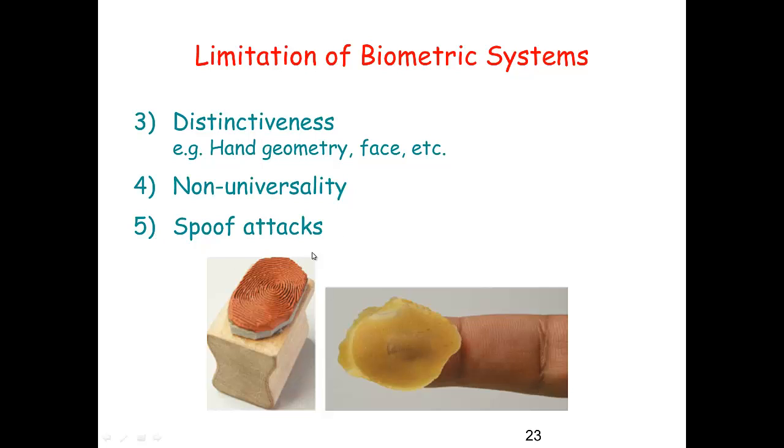Another limitation is spoof attack. For example, with fingerprints, people can make an artificial fingerprint. In fact, because the 3D printer is popular now, many things can be made by 3D printing. For example, 3D face, 3D hand, and so on. So that makes the biometric system look challengeable.